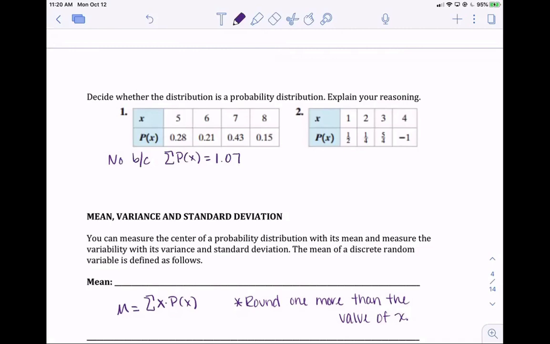What about number 2? Number 2 is a little easier. Is it a probability distribution? No, why not? Because there's a -1. Because the probability of 4 equals -1, which is not possible.